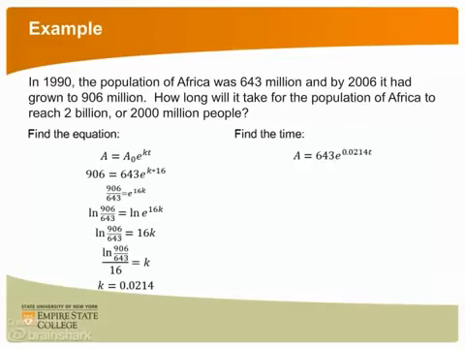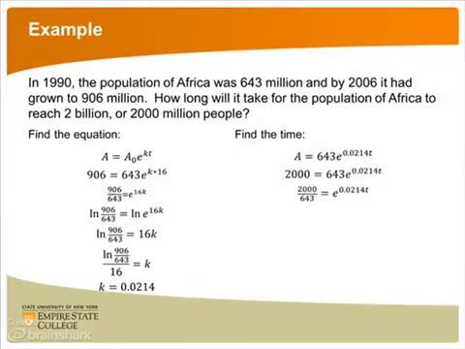The ending population equals 643e raised to the 0.0214 times t power. We want to find how long it takes to reach a population of 2 billion. Since our populations are given in millions of people, we enter 2,000 for the ending population. Divide. Leave the result as a fraction rather than lose precision.